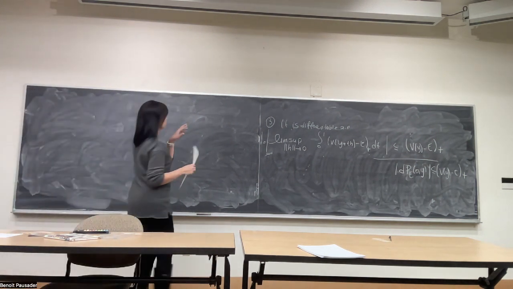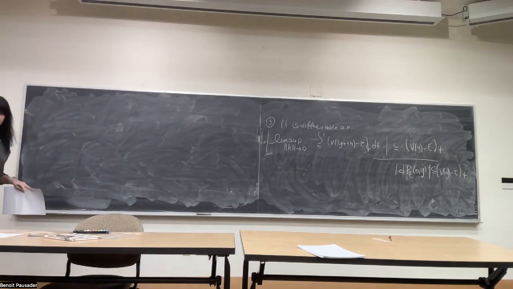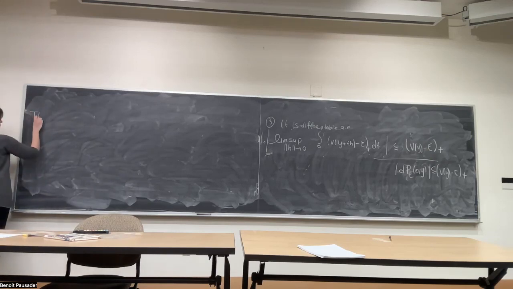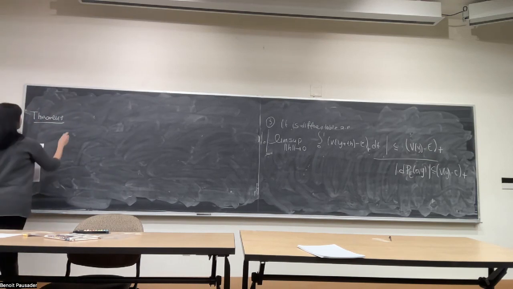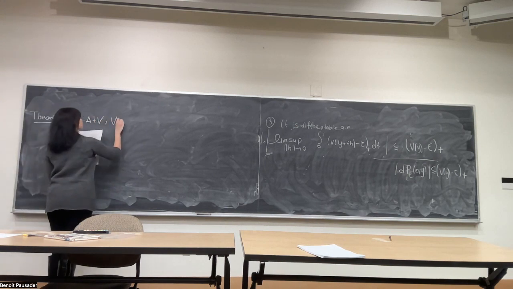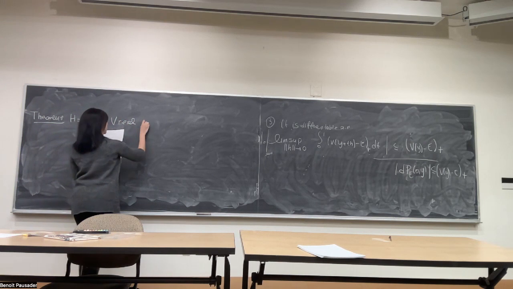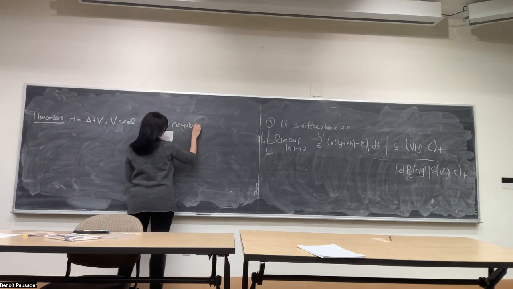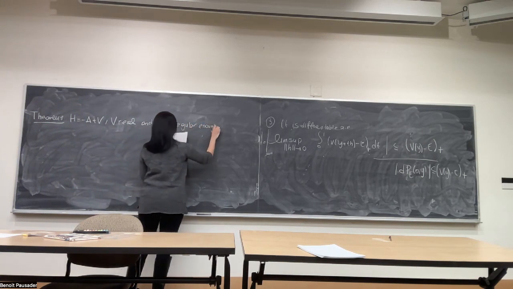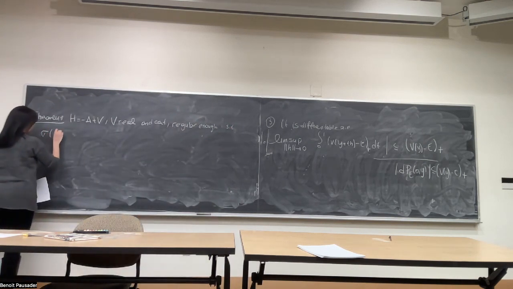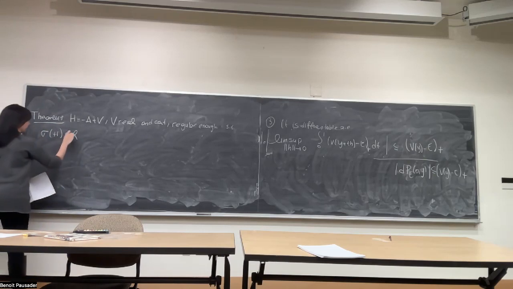So now this will be our theorem that actually will be the generalization. Okay, so this time we will have higher dimensional Schrodinger, and then our V will be real and continuous, and it will be regular enough such that the spectrum of H will be a subset of R.